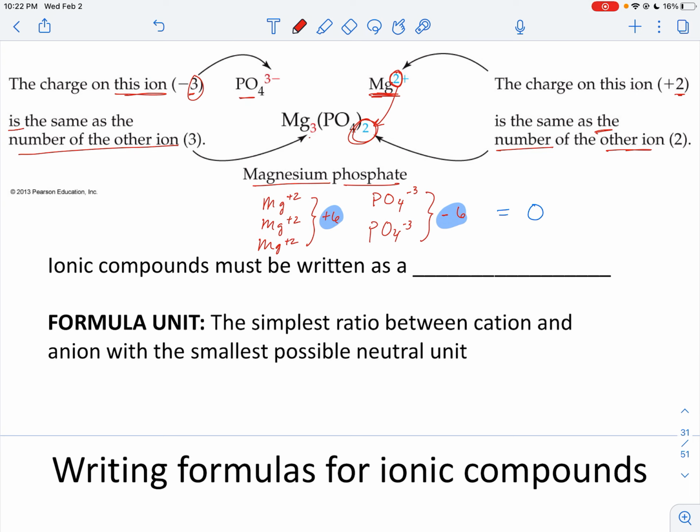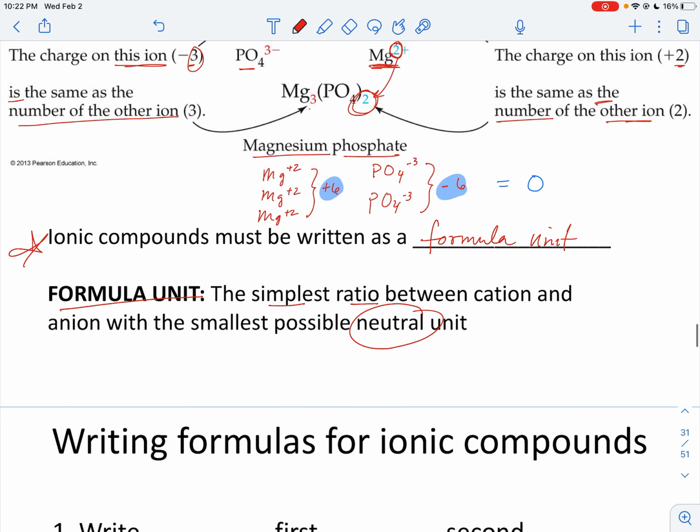All right, so ionic compounds too must be written as a formula unit. And what does that mean? A formula unit is the simplest ratio between cation and anion with the smallest possible, there's that word, neutral unit. Okay? So like, I could write this.